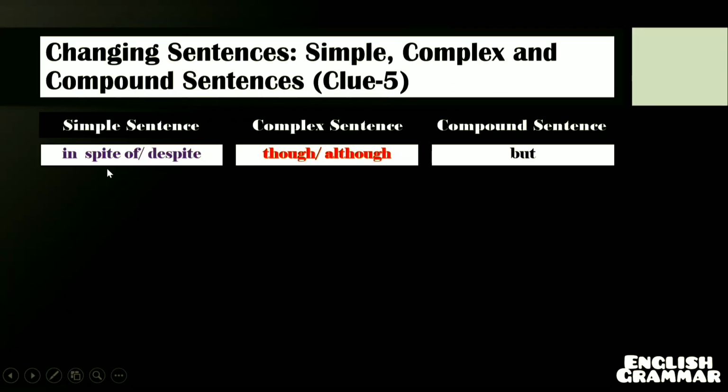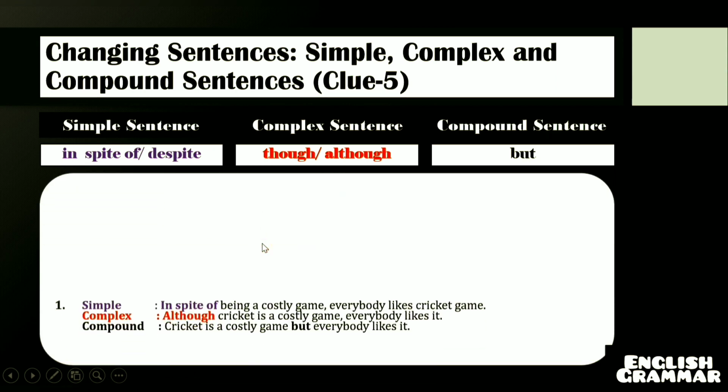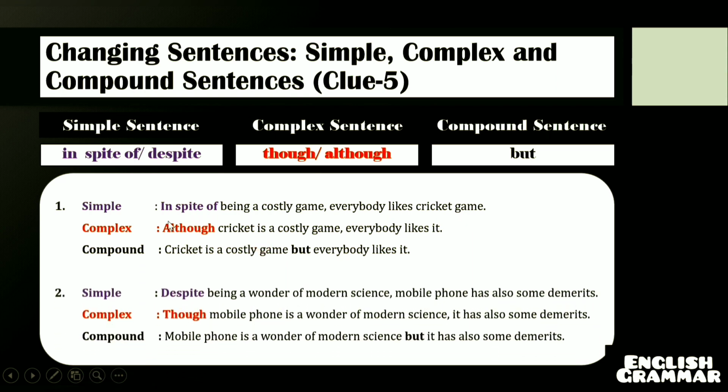Clue 5. If you find in any kind of simple sentence "in spite of" or "despite," you need to use "though" or "although" as a sentence connector if you want to change them into a complex sentence. But at the time of a compound sentence, you need to use "but." Here, I have shown some examples.